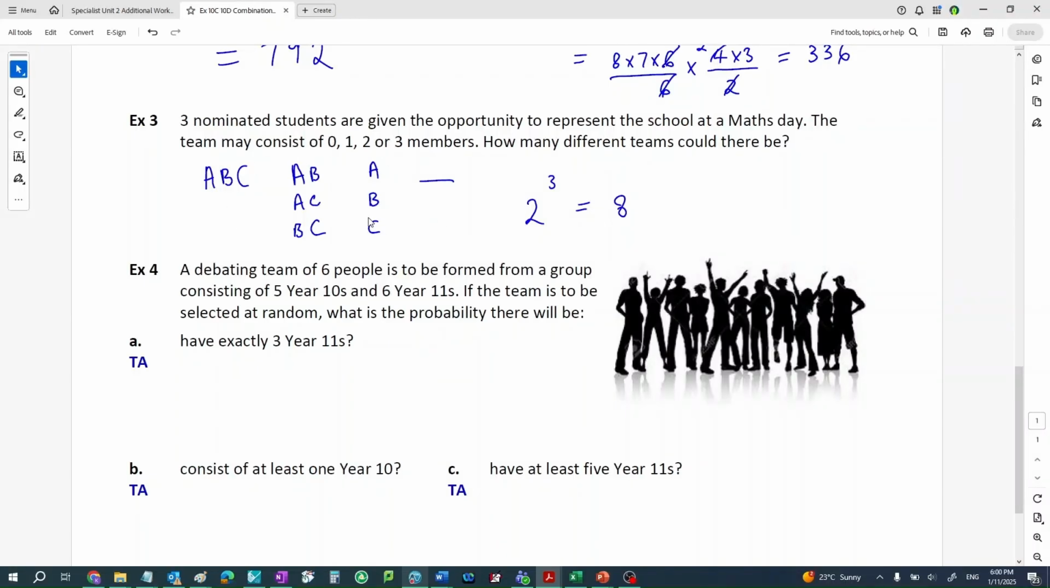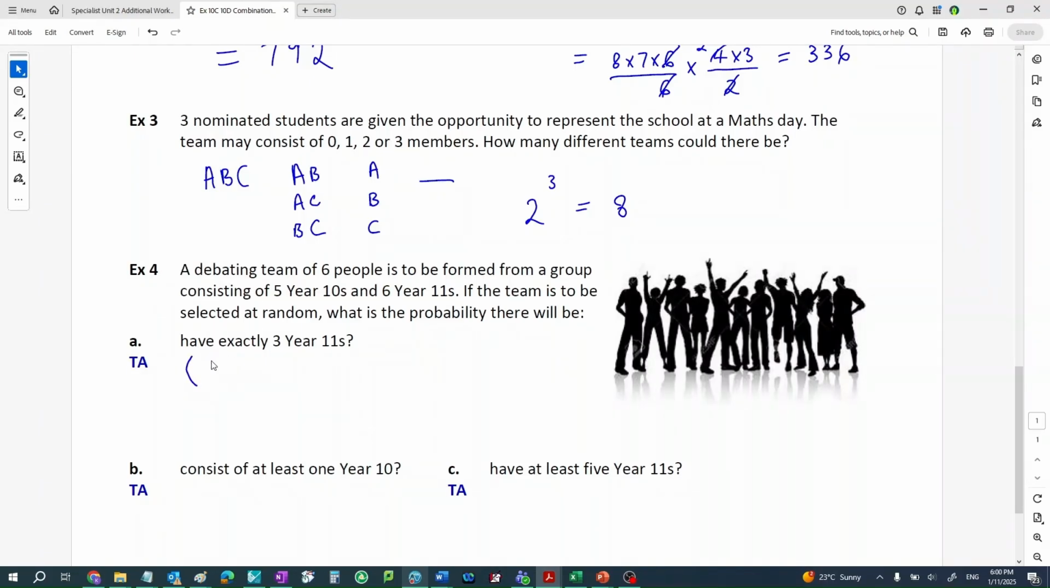Okay, so let's look at this last one. This last one says that a debating team of 6 people is to be formed from a group consisting of 5 year 10s and 6 year 11s. So 11 people in total. If a team is to be selected at random, what is the probability there will be exactly 3 year 11s? So I've got to think about, I'm choosing 6 people. So if there's 3 year 11s, there's 3 year 10s.